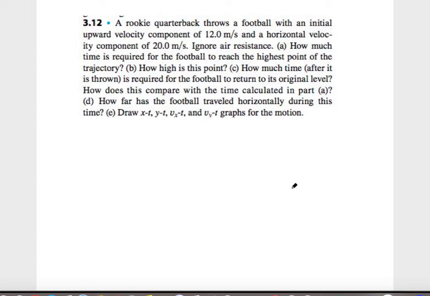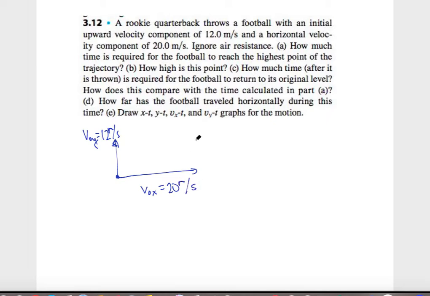Now, number 3.12. A quarterback throws a football with an initial upward velocity component of 12 meters per second and a horizontal velocity component of 20 meters per second. I'm going to start and just sketch this as two vectors. So we'll do an initial vertical velocity, v naught y of 12 meters per second, and then an initial horizontal component, v naught x of 20 meters per second.